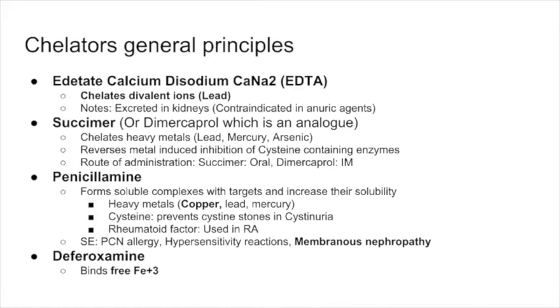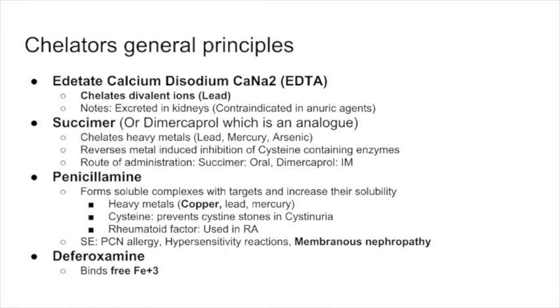The first one is EDTA, which is edetate calcium disodium. Edetate calcium disodium binds divalent ions. If you notice there are 2 sodiums, the 2 sodiums go, and that binds divalent ions, mainly lead. So EDTA is mainly used for lead. It's excreted in the kidneys, so it's contraindicated in patients in renal failure or who don't make urine.